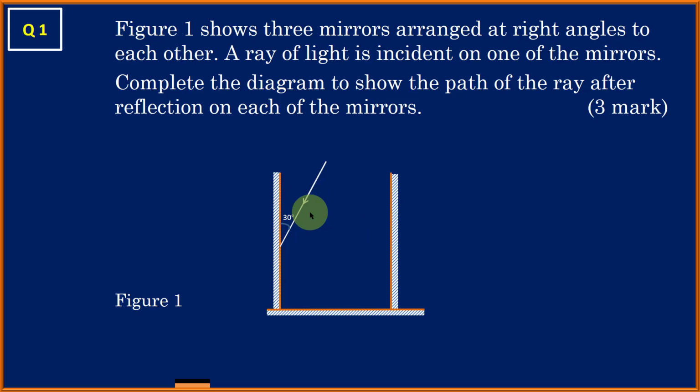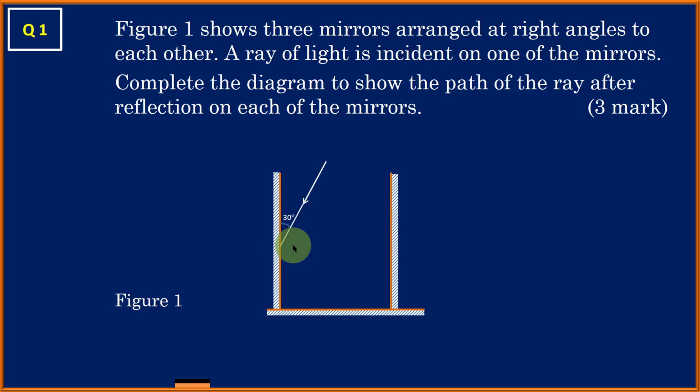So this is the incident ray. This is the point of incidence. And what angle is this? This is not the angle of incidence. It is the angle that the ray makes with the mirror. Let's review how we define the angle of incidence. At the point of incidence, we usually draw a line which is perpendicular to the mirror, and the angle that the incident ray makes with that line is what we refer to as the angle of incidence. So here we are going to draw a normal, and that angle will be 60 degrees.